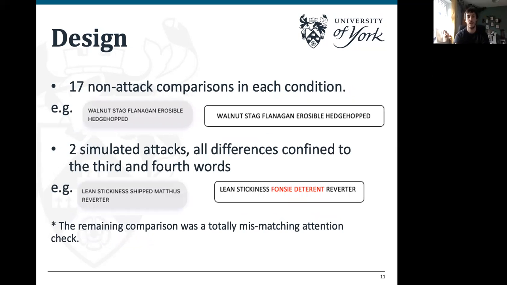Of the 20 comparisons in each condition, 17 of them were non-attack comparisons, where all words were identical between those received from the intended recipient and displayed on the secure messaging device, an example of which is shown at the top of the slide. 2 of the comparisons were randomly selected to be attack comparisons, with all differences confined to the third and fourth words. The reasoning behind this was that we felt that differences at the start and end of the fingerprint strings would be easier to identify, and this was also a practice followed in previous research.